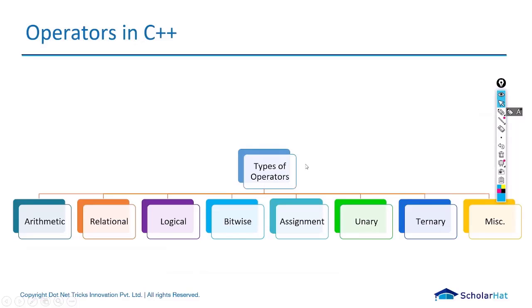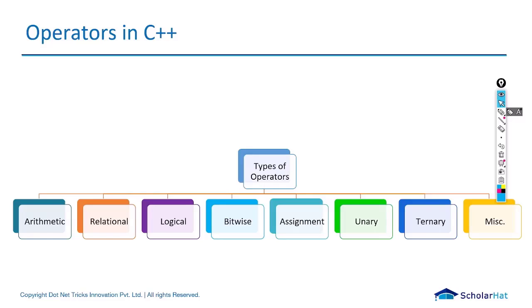Now we'll be talking about operators in C++. So there are different operators in C++. An operator is simply a symbol that is used to perform operations. That can be many types of operations like arithmetic, logical, bitwise operators. All these things are there.